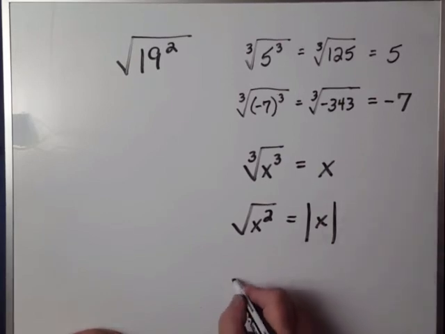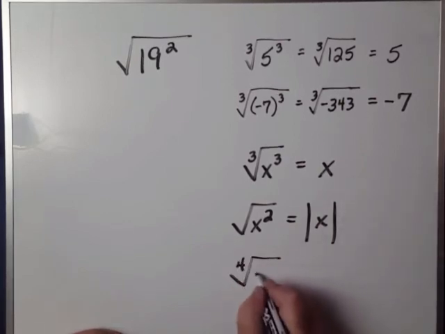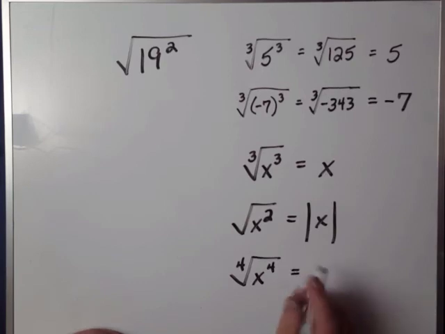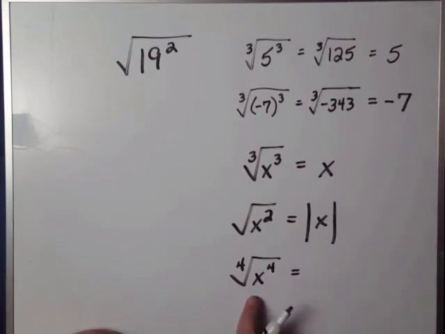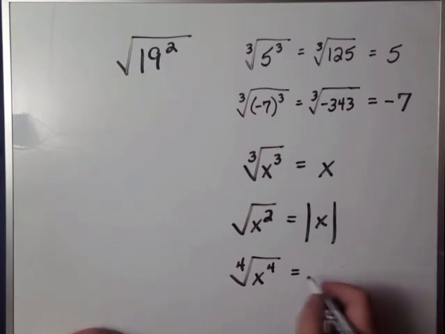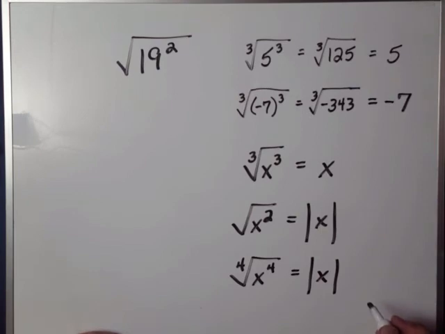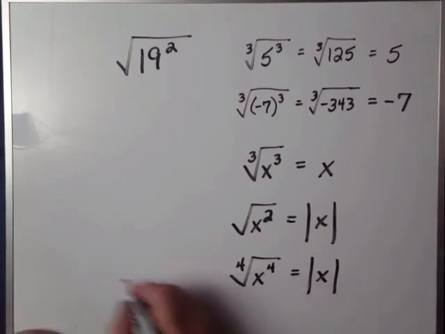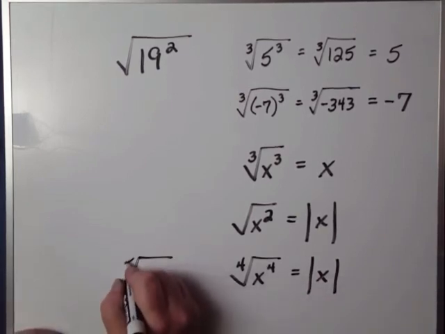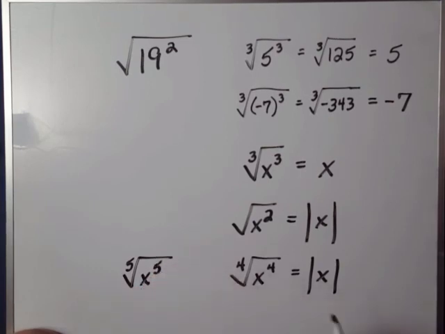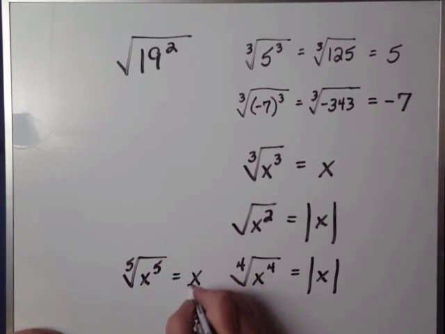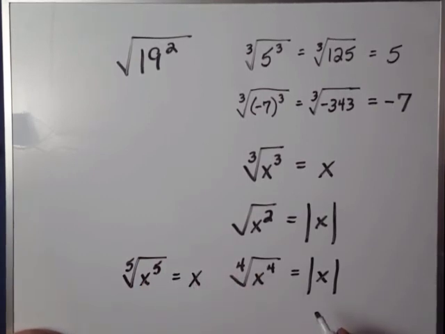In other words, if I were taking the fourth root of x to the fourth, that's an even power, it would end up stripping off any sign that x may have had if x represents some negative number. And so this will be the absolute value of x. However, if this were a fifth root of x to the fifth, an odd power does not strip off a negative. And so the answer is just going to be simply x.